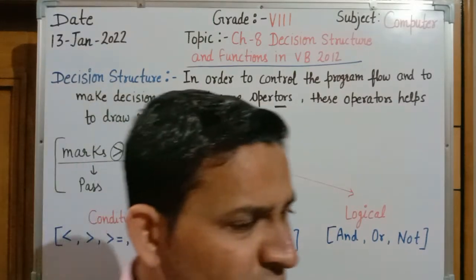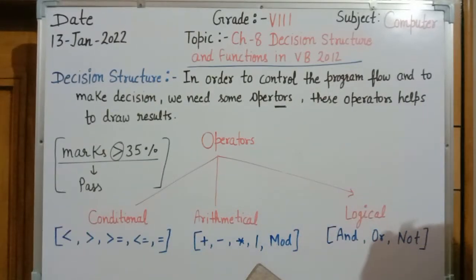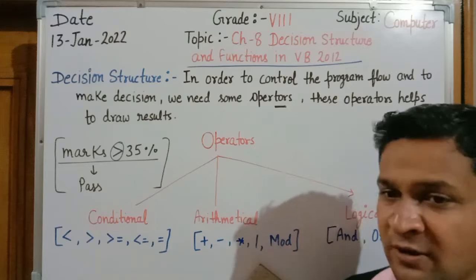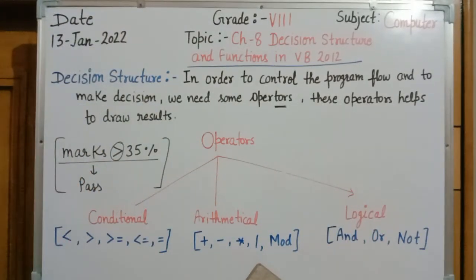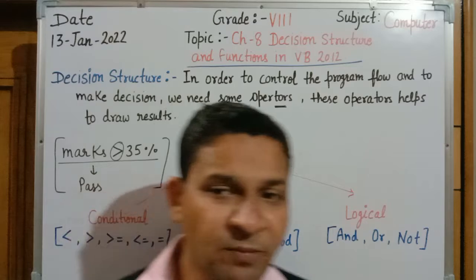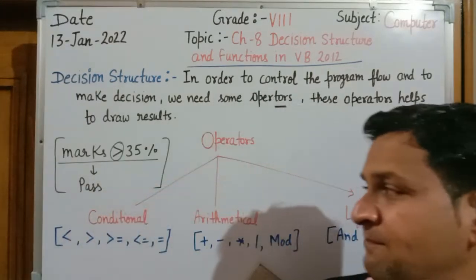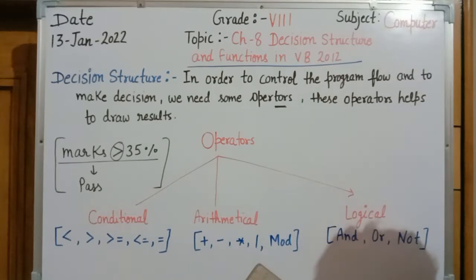To take the decision for some programs, to decide what is true or what is false, we need to make the structure. That structure is known as decision structure, and that decision structure is prepared with the help of some operators. Operators will help to operate on the values. They will compare the values. If the values satisfy the condition, then the result will be true. Otherwise, the result will be false.